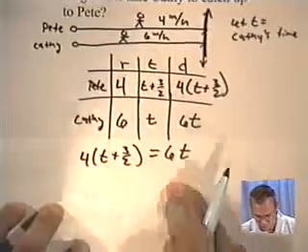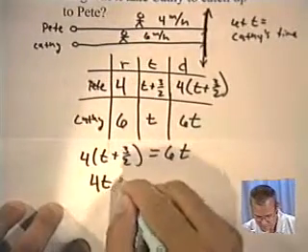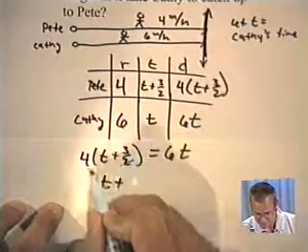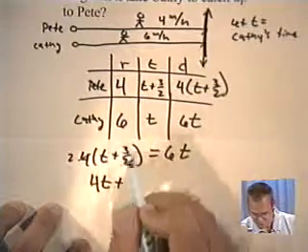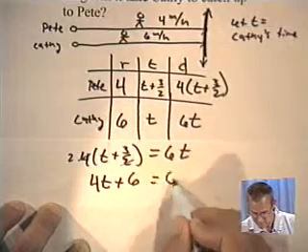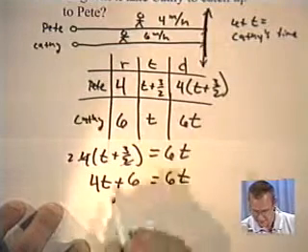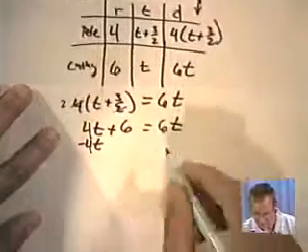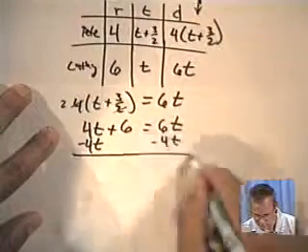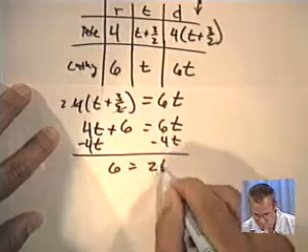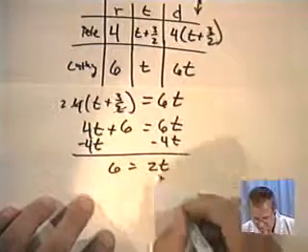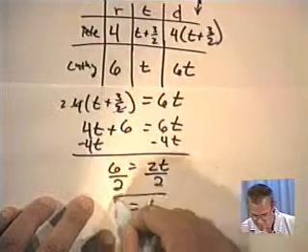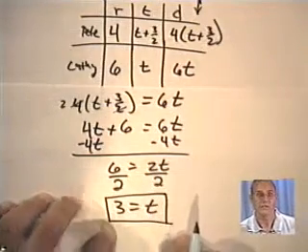Why don't we distribute the 4 through? Let's see, 4 times 3/2, I can cancel the 2, make that a 2, and 2 times 3 is 6. I'll subtract my 4t from both sides, and divide by 2. I have solved for t.